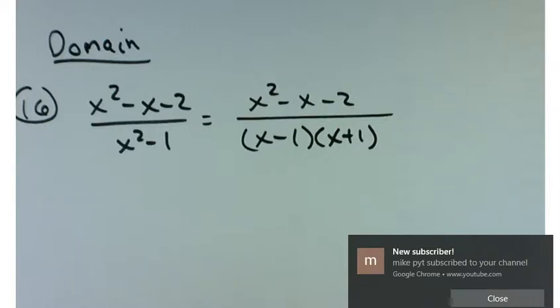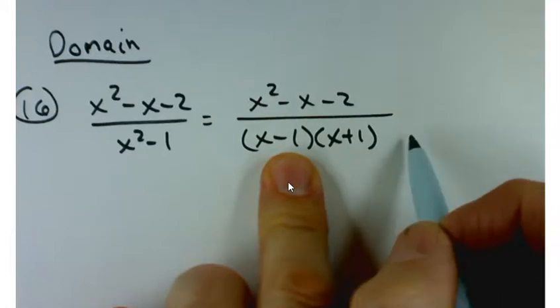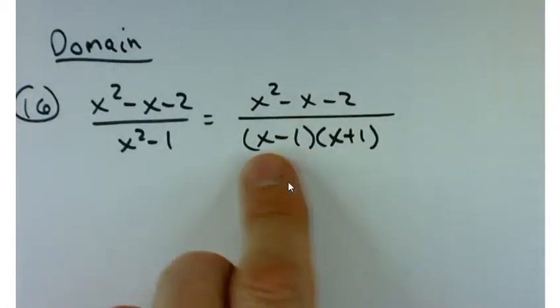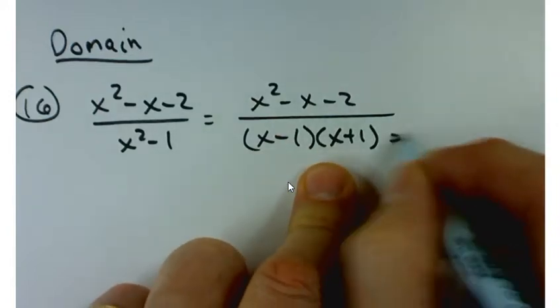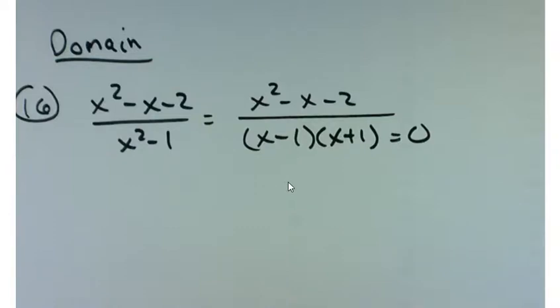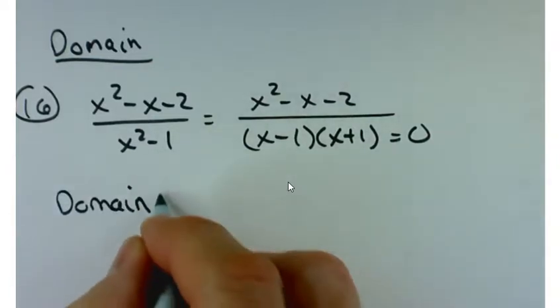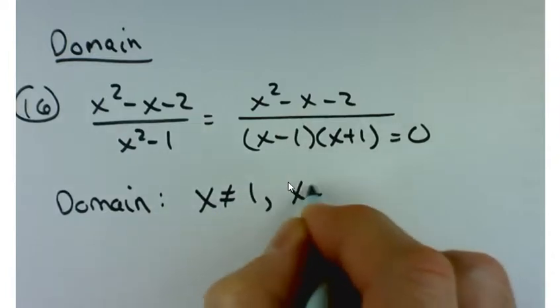So when I factor that, what do I get? Well, I get x minus 1 times x plus 1. But hopefully that makes it easier to see where the denominator could be 0. What values of x that I could put in here would make the denominator equal to 0? Good, 1 and minus 1. So our domain is everything but 1 and minus 1. X can't equal 1, nor can x equal negative 1.